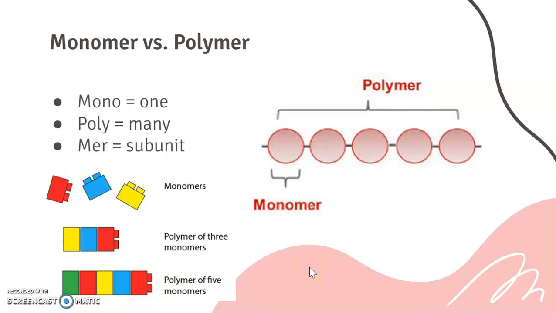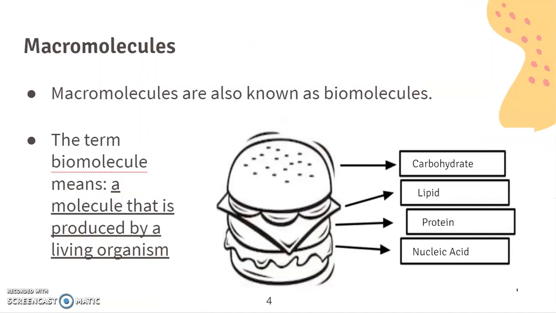We're going to talk about the different polymers and monomers within our macromolecules a little bit later. But first, I want to introduce you to these macromolecules. Macromolecules are also known as biomolecules, so sometimes you might hear that phrase used interchangeably. It is a molecule that is produced by a living organism. So anything that is living has macromolecules and produces them. You might be thinking, well, a cheeseburger is not living. Correct. But it comes from things that have been living.